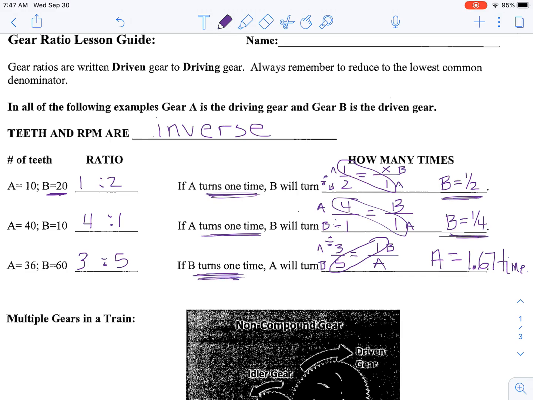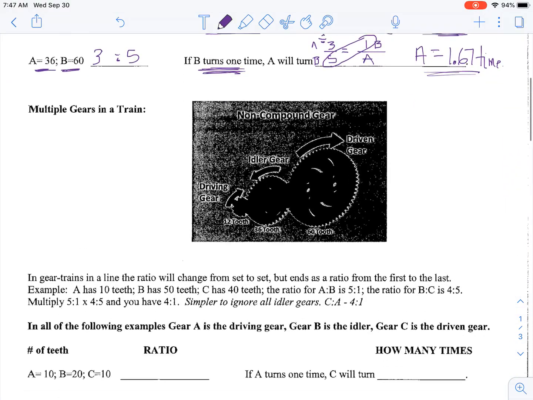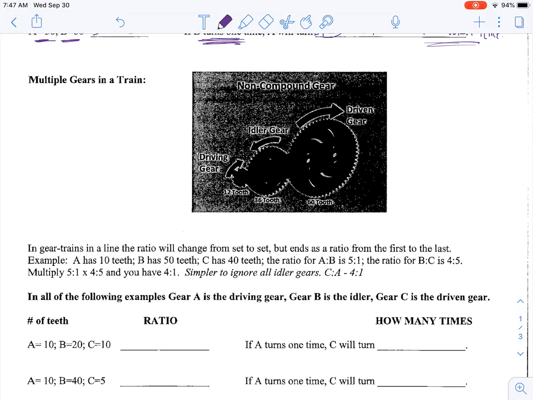So if B turns once, A is going to turn faster or more, which should make sense because remember I said the more teeth, that's slower. Smaller teeth should be faster, should make more turns. So if we have multiple gears that are hooked together, how we do a ratio, we can do kind of a transitive property kind of thing, but your best bet is to just kind of ignore that middle gear when you're looking at the gear ratio.